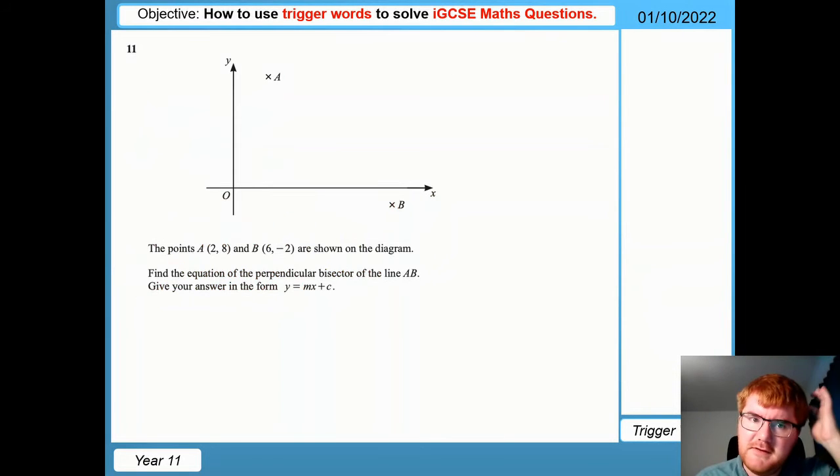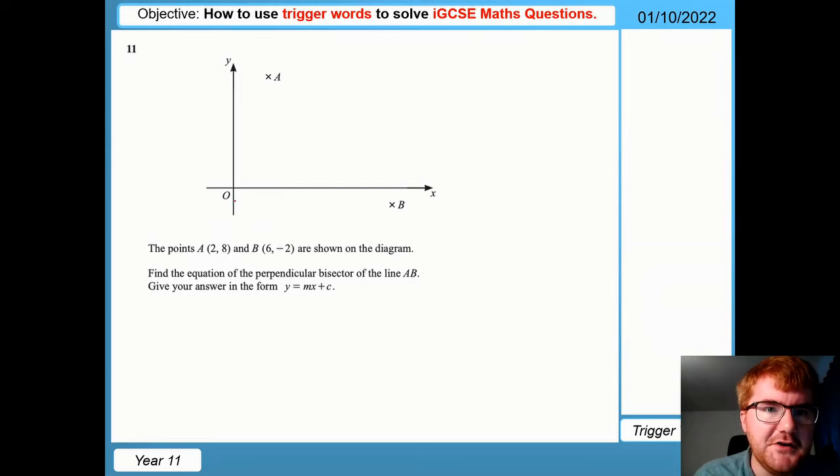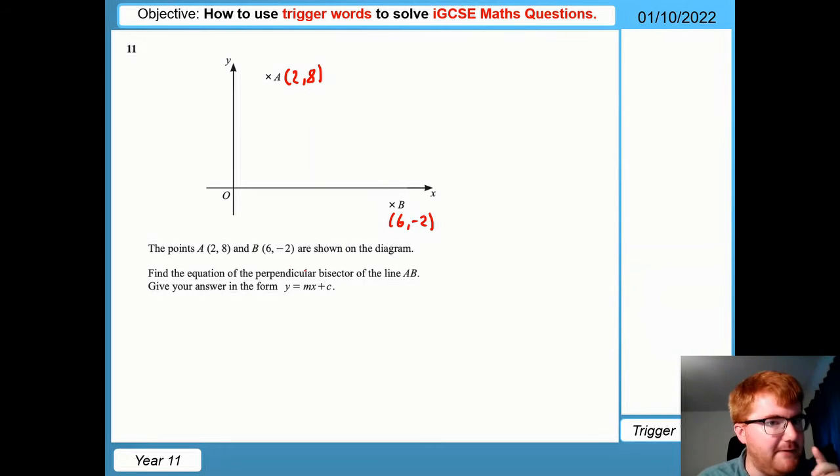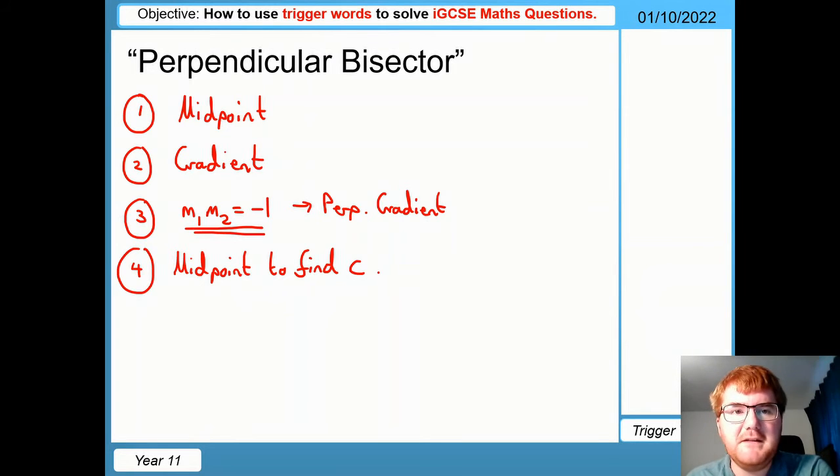So this comes from a reasonably recent paper where we've got the points 2, 8. Now, generally in a question like this, I'm going to write this information in. And we've got the point 6, minus 2 down here. Again, I'm looking for that key phrase, equation of the perpendicular bisector. I'm seeing that phrase, and then I'm going back to my checklist. So number 1, I'm going to find the midpoint.